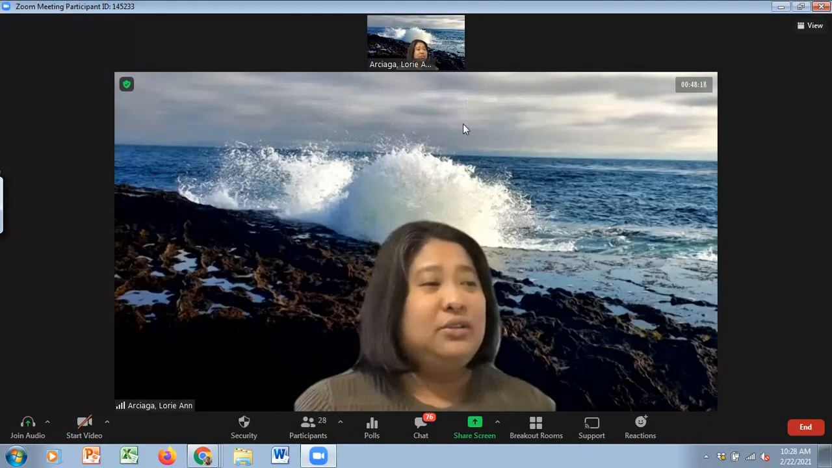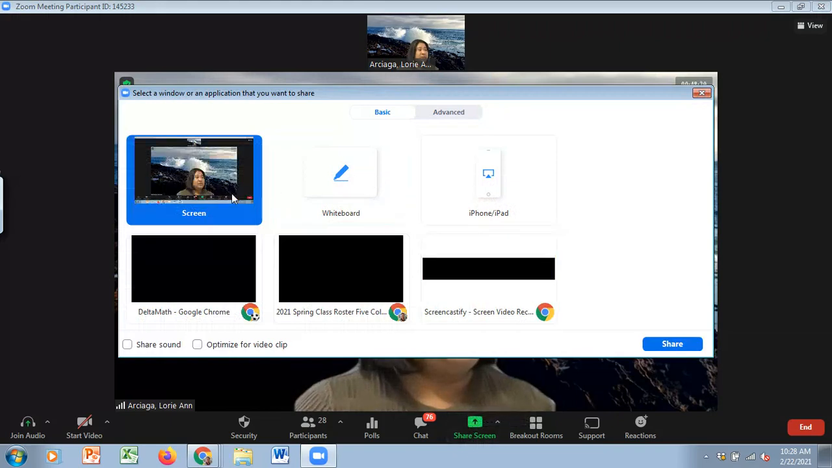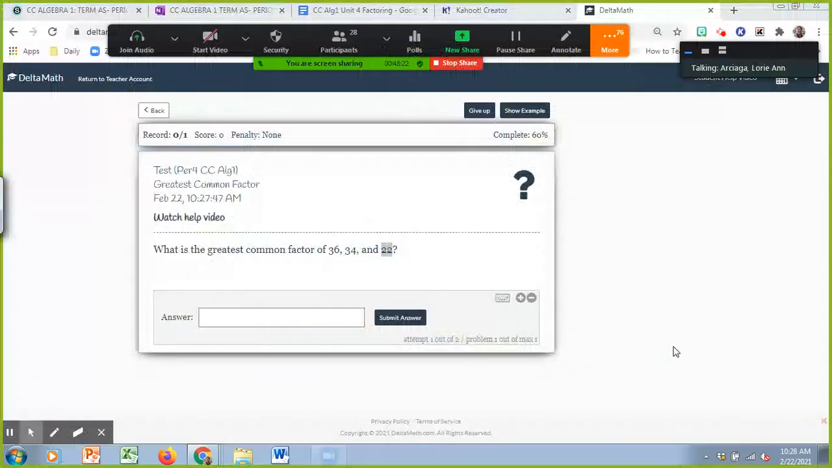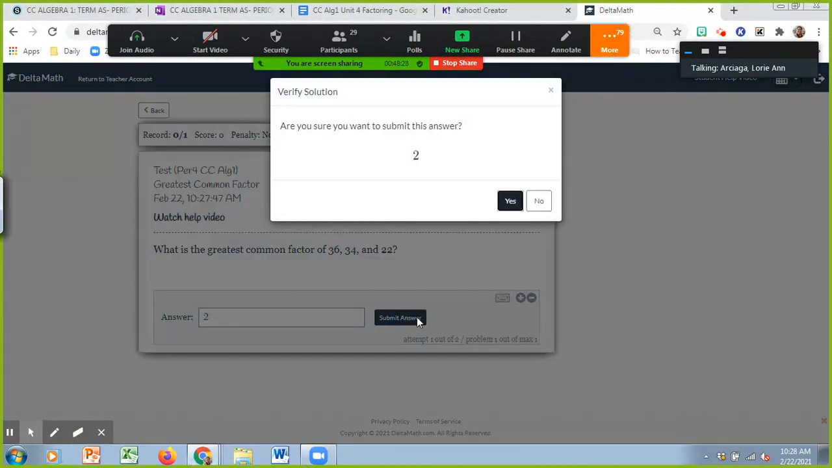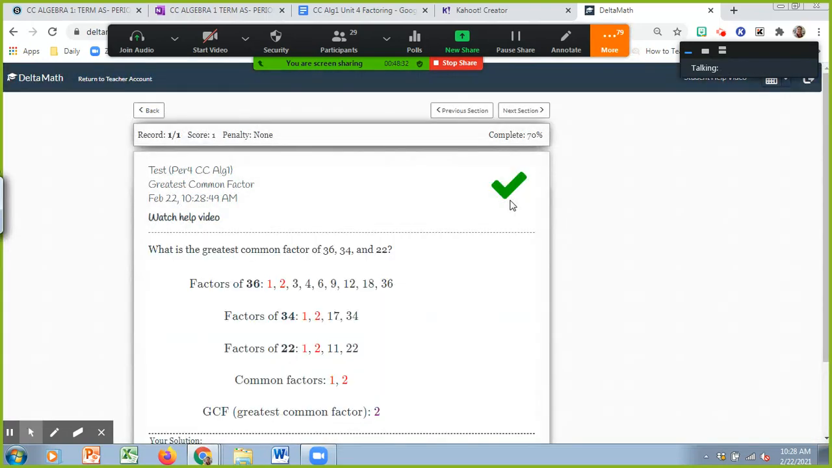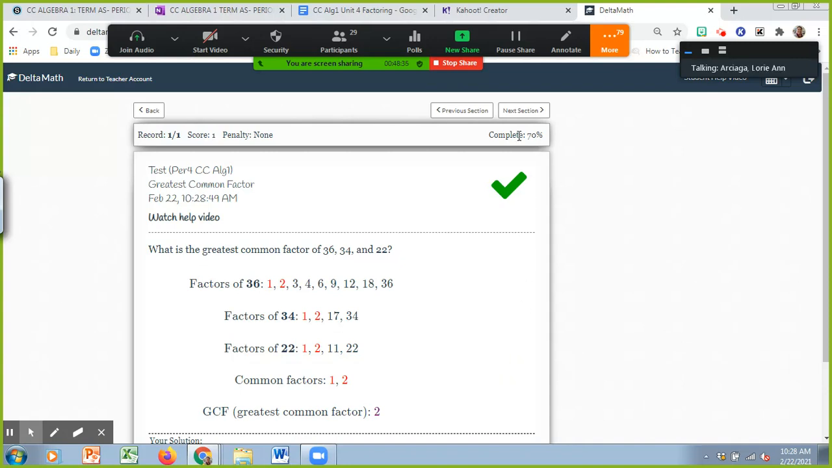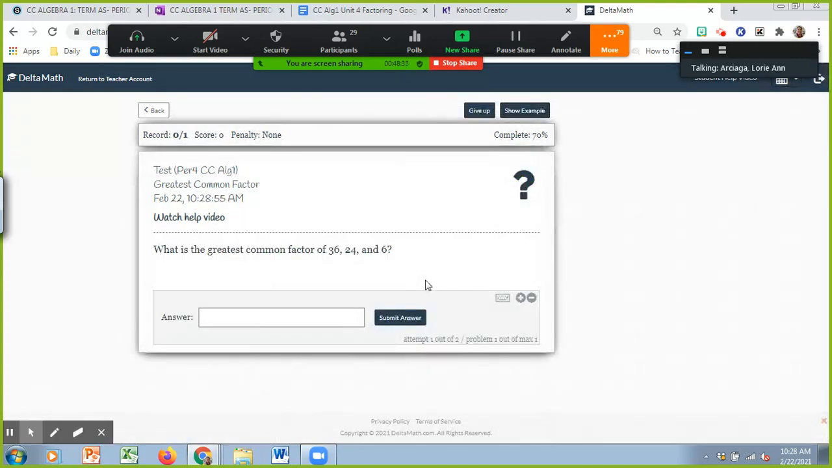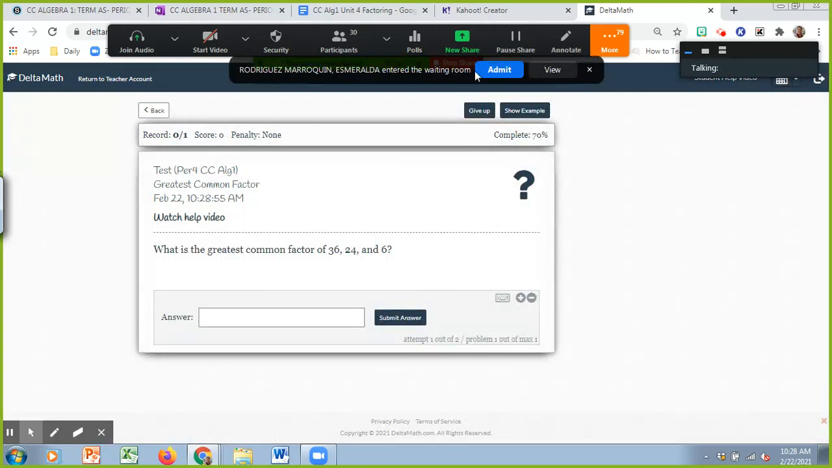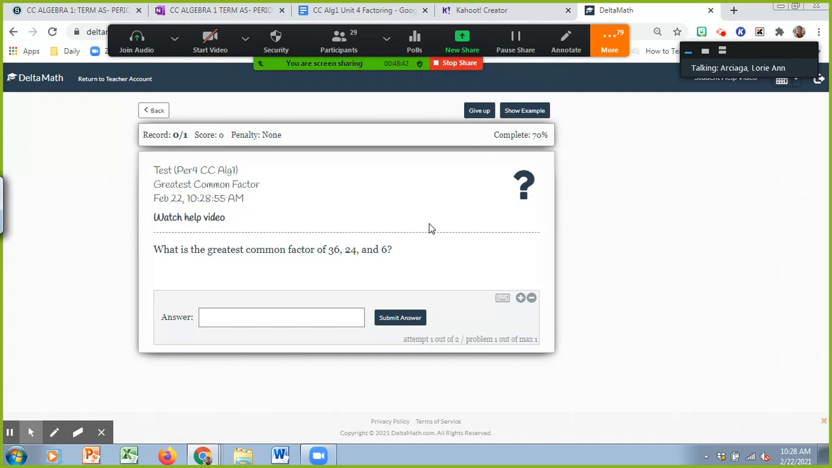Oh no, what did I do? I tried to admit somebody and then I pressed stop sharing. My bad. This one is also 2 according to Aiden. Wow, Aiden. Louise also said 2. Okay, nice one. All right, keep going. What's the greatest common factor of 36, 24, and 6?